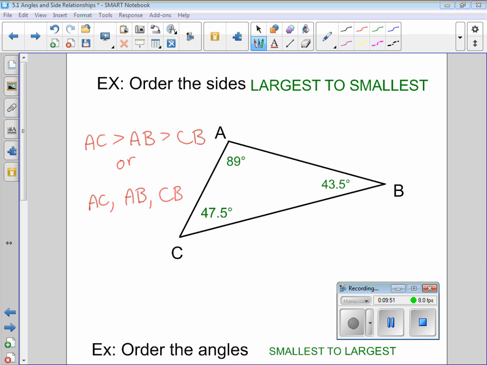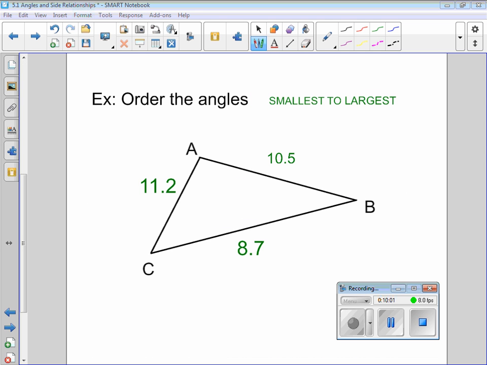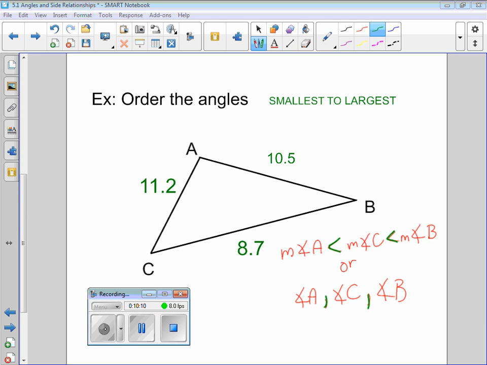So another way of writing that is in list form, and I forgot to put my bar across those, so let's go ahead and put the bars across those, and there you have it. Let's move on to the next example. Okay, so in this one we have ordering the angles, smallest to largest. Okay, put me on pause. Try your hand at this one. All right, and there you have it.